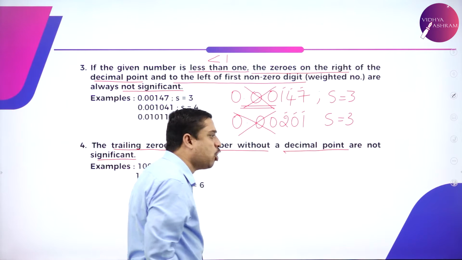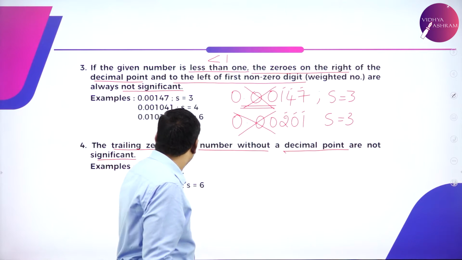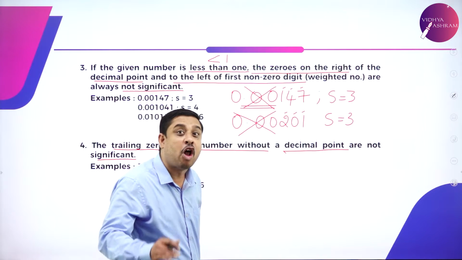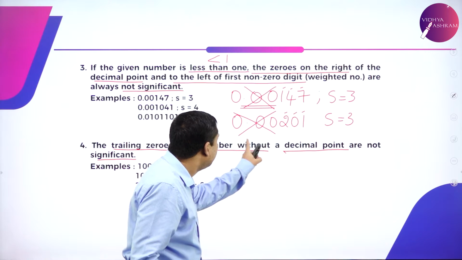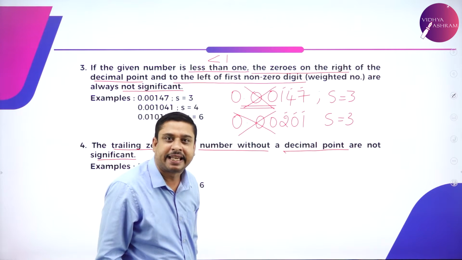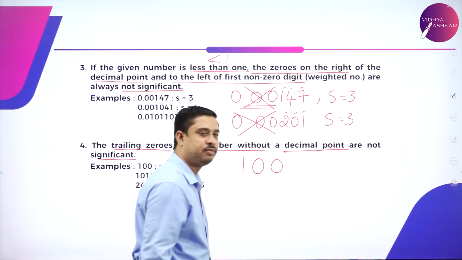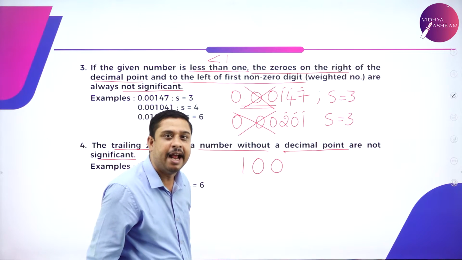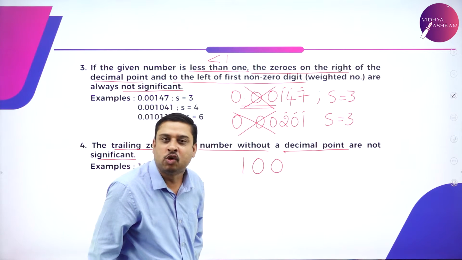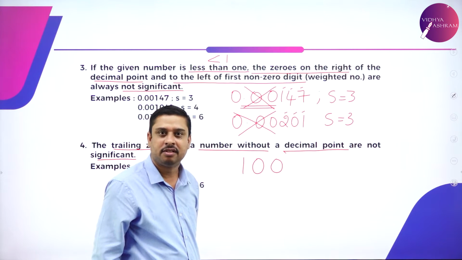the trailing zeros. Trailing means following. The trailing zeros in a number. Following what? I'll come to that. Without a decimal point are insignificant. For example, consider 100. The number 100. Have I put a decimal point here? No, sir. So it is a number without a decimal point.